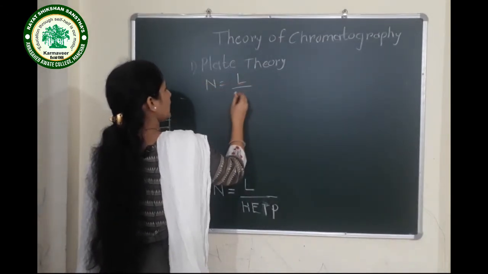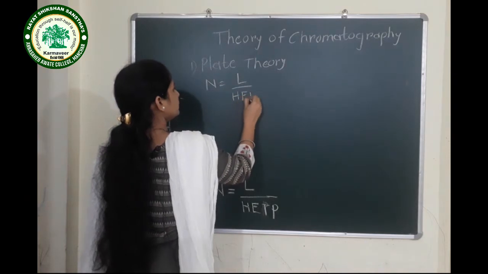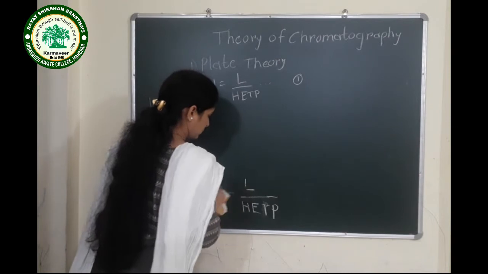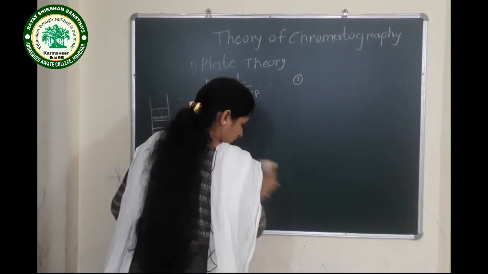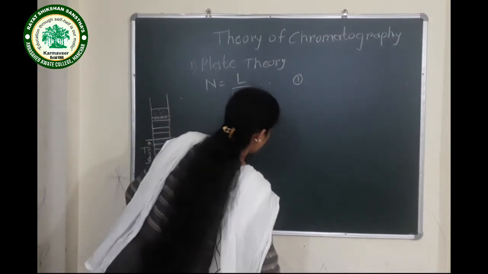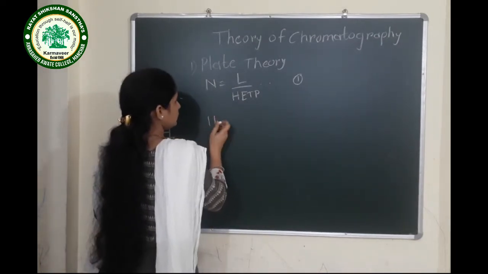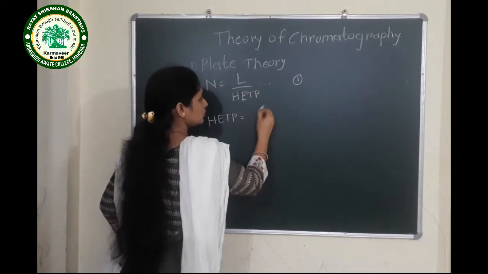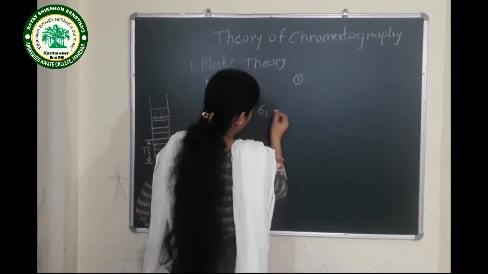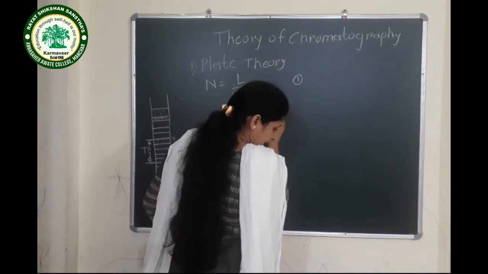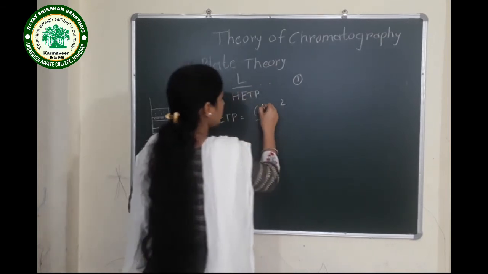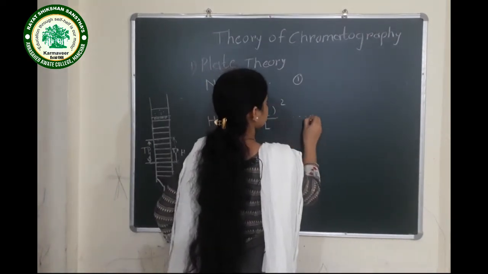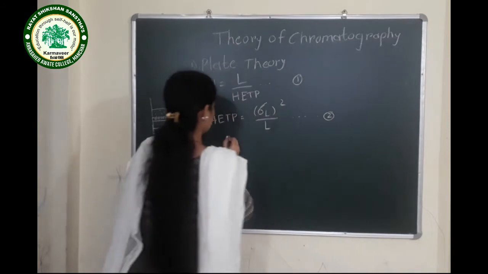N is equal to L upon HTP. This is our first equation. Now this HTP is related to the variance of the peak. Therefore it is given by HTP is equal to sigma L square upon L. What is this sigma L? It is the variance of the peak. This is our second equation.